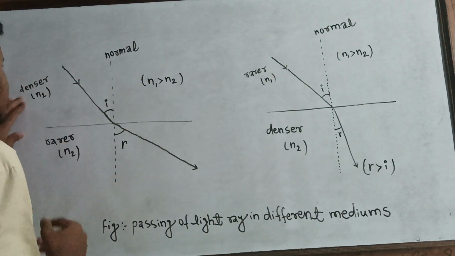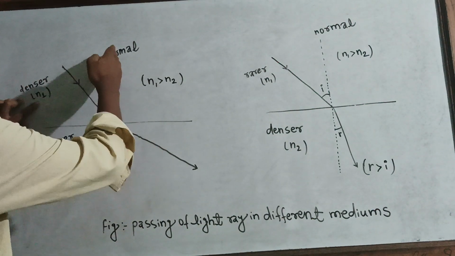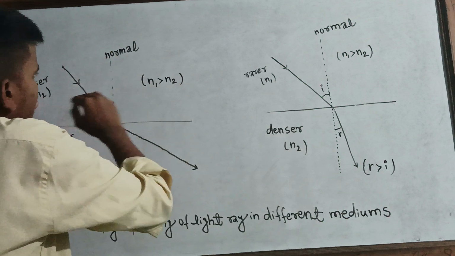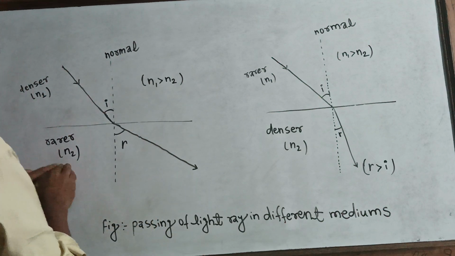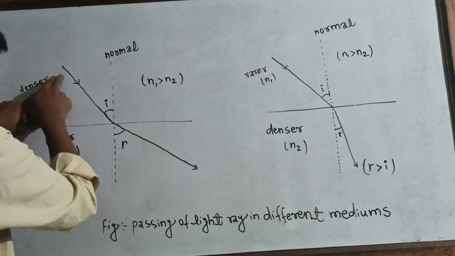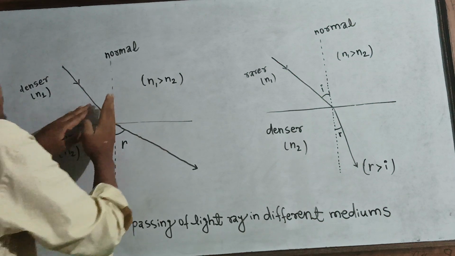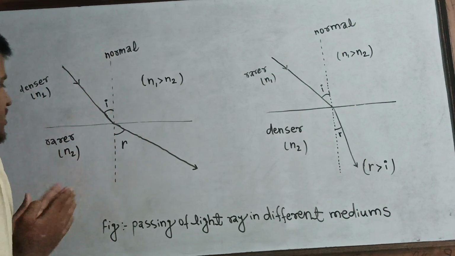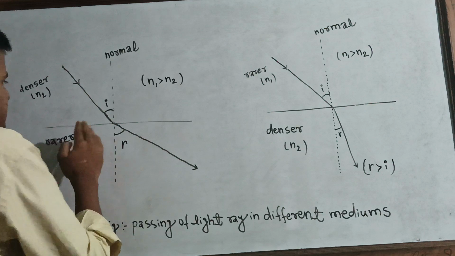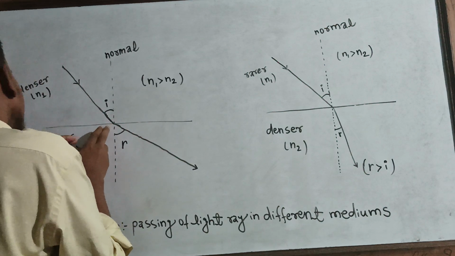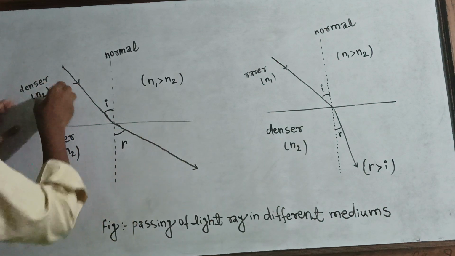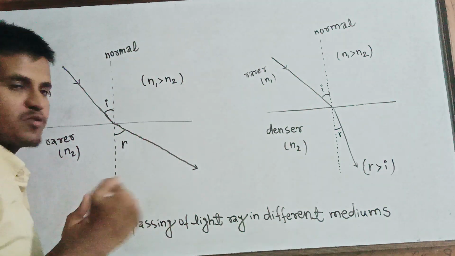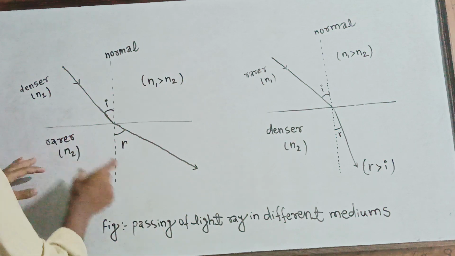Now see, this figure shows the passing of the light ray in different mediums. Here, this is the denser medium denoted by N1. This dotted line is the normal line, and this is the rare medium N2. Now when the light ray passes from the denser medium, making an angle I with the normal, this is called the angle of incidence. The moment it strikes here, the speed changes because this is denser and this is rare. So it will deviate.